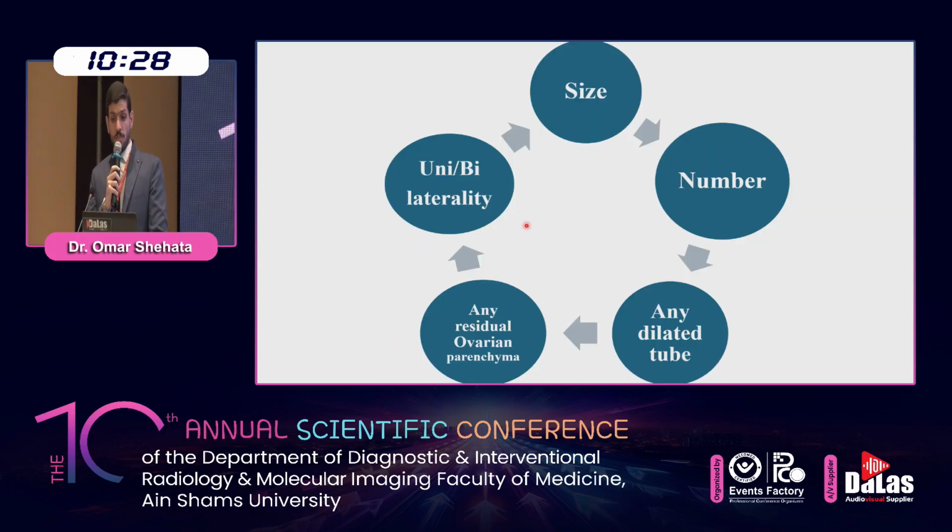Information required by the gynecologist in the MRI report for appropriate pelvic mapping includes reporting the maximal endometrioma diameter, the number of lesions, whether it is unilateral or bilateral, the presence of any associated dilated tube, and lastly, the residual ovarian parenchyma and the size and number of the follicles.